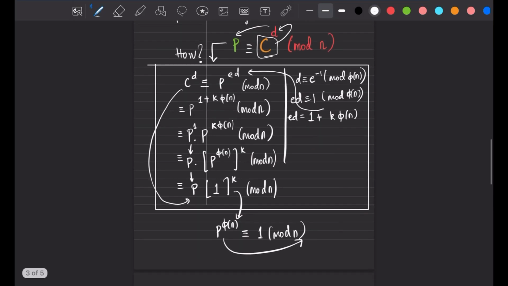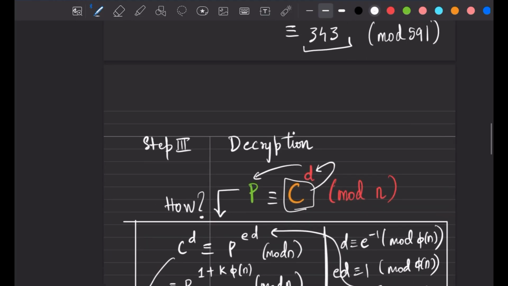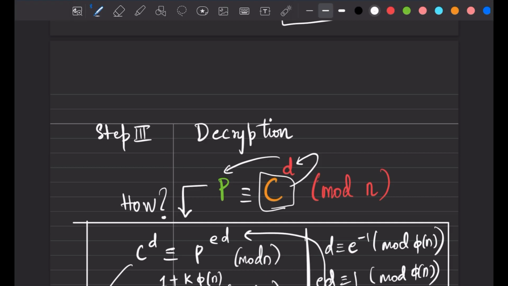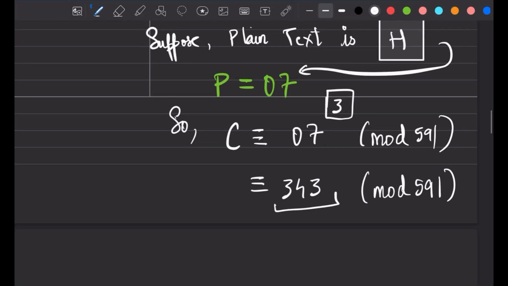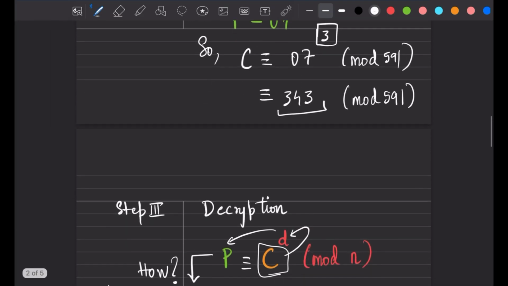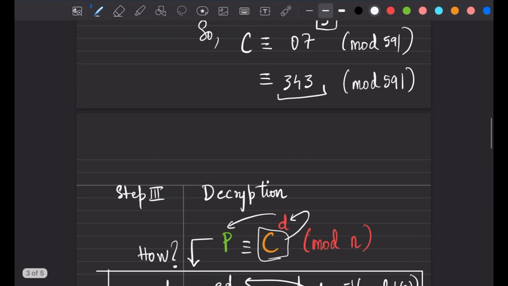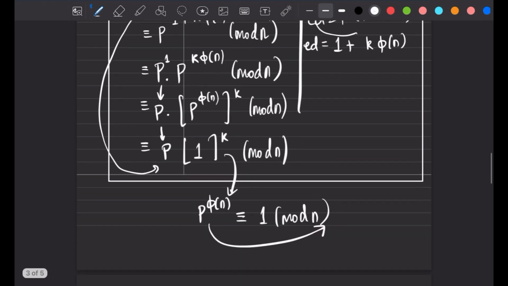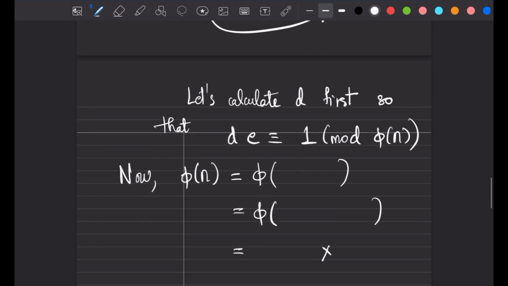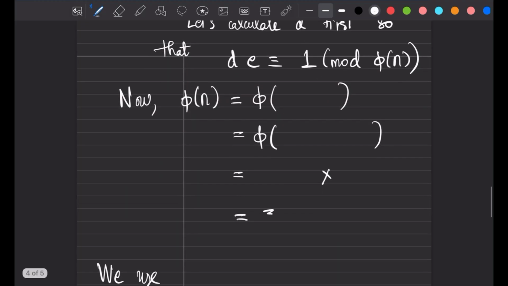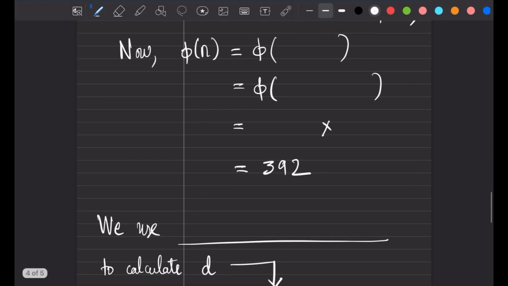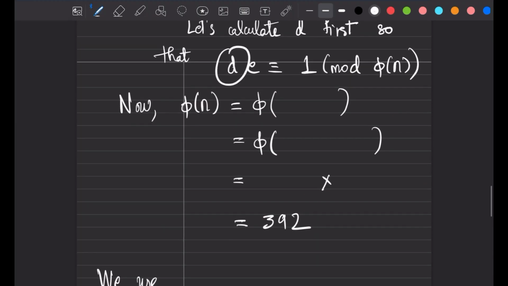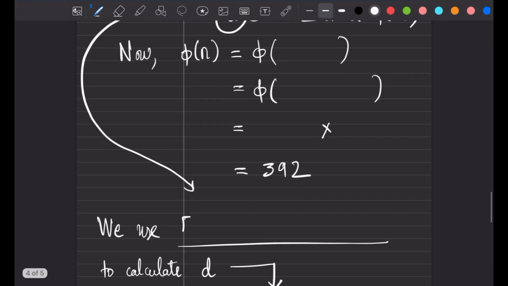Okay. Now let us go ahead and use this decryption formula to get our plain text back from the ciphertext numeric equivalent, which is 343. I will have to raise this 343 to the power D modulo N to get the plain text back. For that, I will have to calculate what my D is. I already know what my phi of N is, which I had calculated before. It was 392.